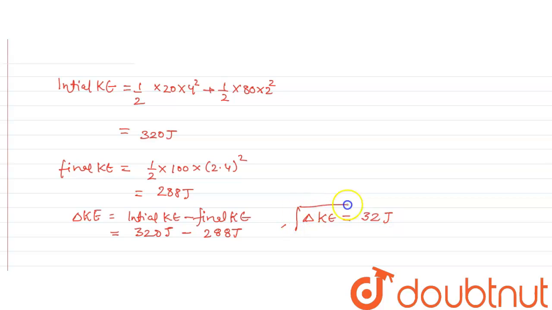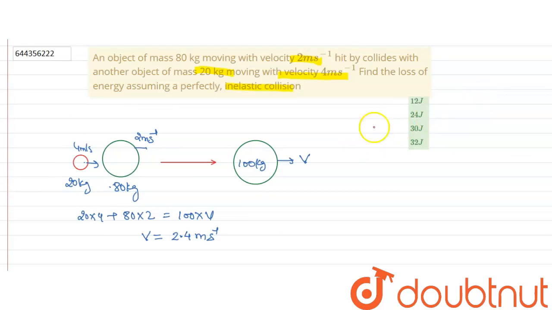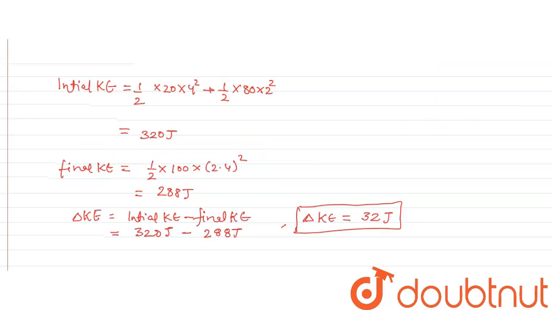So we have to check which option is correct. Going back to the options, 12 joule wrong, 24 joule wrong, 30 joule wrong, 32 joule yes, correct. Option D is correct. So the loss of energy in this inelastic collision will be 32 joule. So option D is correct.